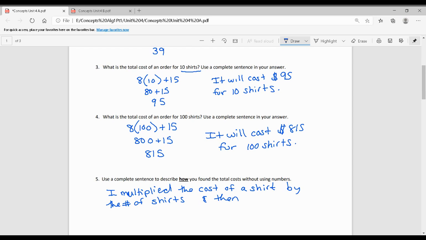Alyssa, what did we do next after we multiplied? We added. Good. Perfect. We added the one-time fee. One-time shipping fee, even. Okay, so notice there, I don't see any numbers. I'm using vocabulary words of operations, multiplied and added, and then using words to describe those numbers. Cost of shirt, number of shirts, one-time fee. Okay, once you have that, you can flip it on over.